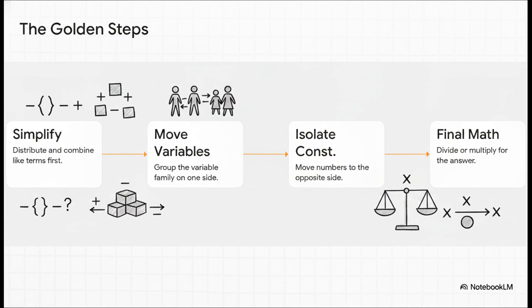Step 2. Move variables to one side. This is our family gathering. Eliminate the variable from one side using inverse addition or subtraction. And here's a pro tip right from the source. Always try to move the smaller variable. It usually keeps your coefficient positive, which literally makes the math so much easier. Step 3. Isolate constants. Add or subtract to get all your plain numbers over to the opposite side of your variables. And step 4. Final division or multiplication. Just clear out that final coefficient to find the exact value of x.